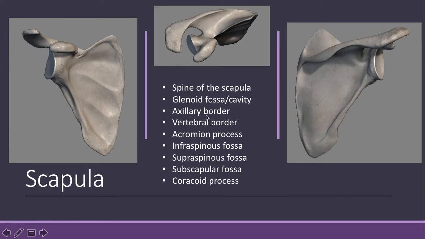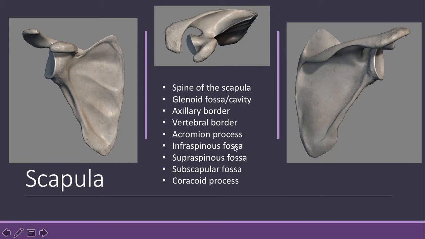The axillary border, which is always on the same side of the glenoid fossa. The vertebral border, which is always facing the vertebrae, so it's on the opposite side of the glenoid fossa. The acromion process, this here, where the acromial end of your clavicle attaches.